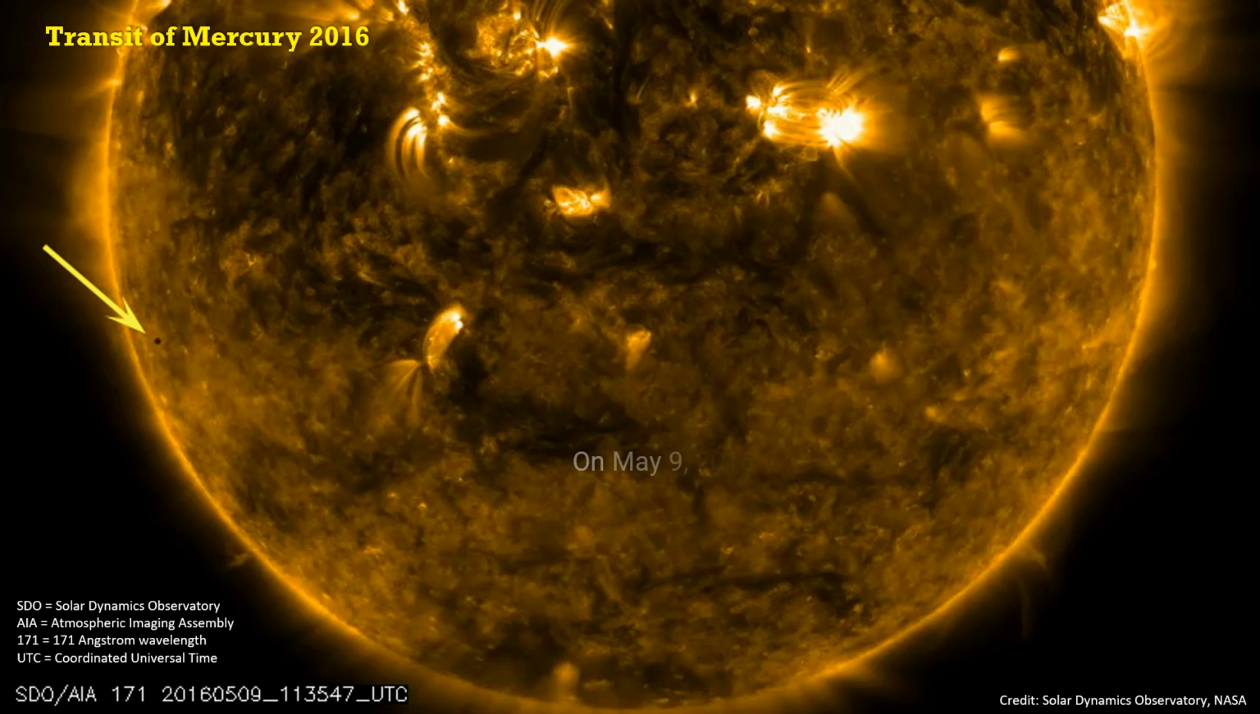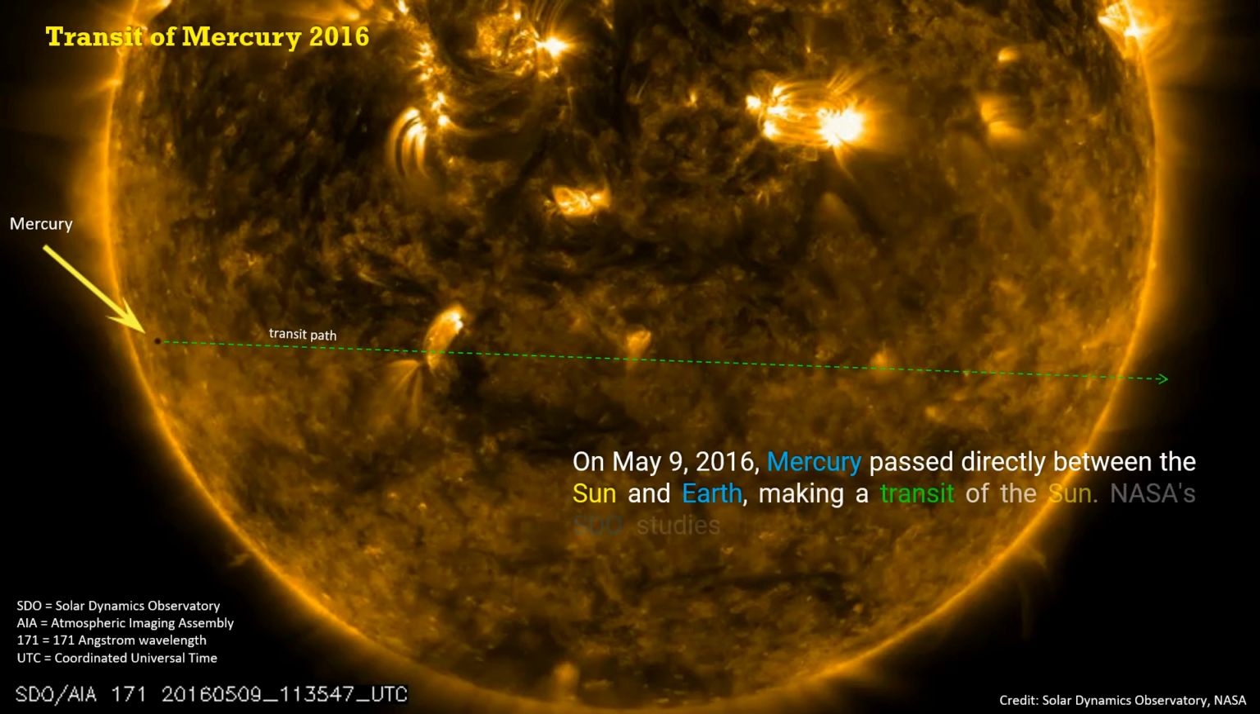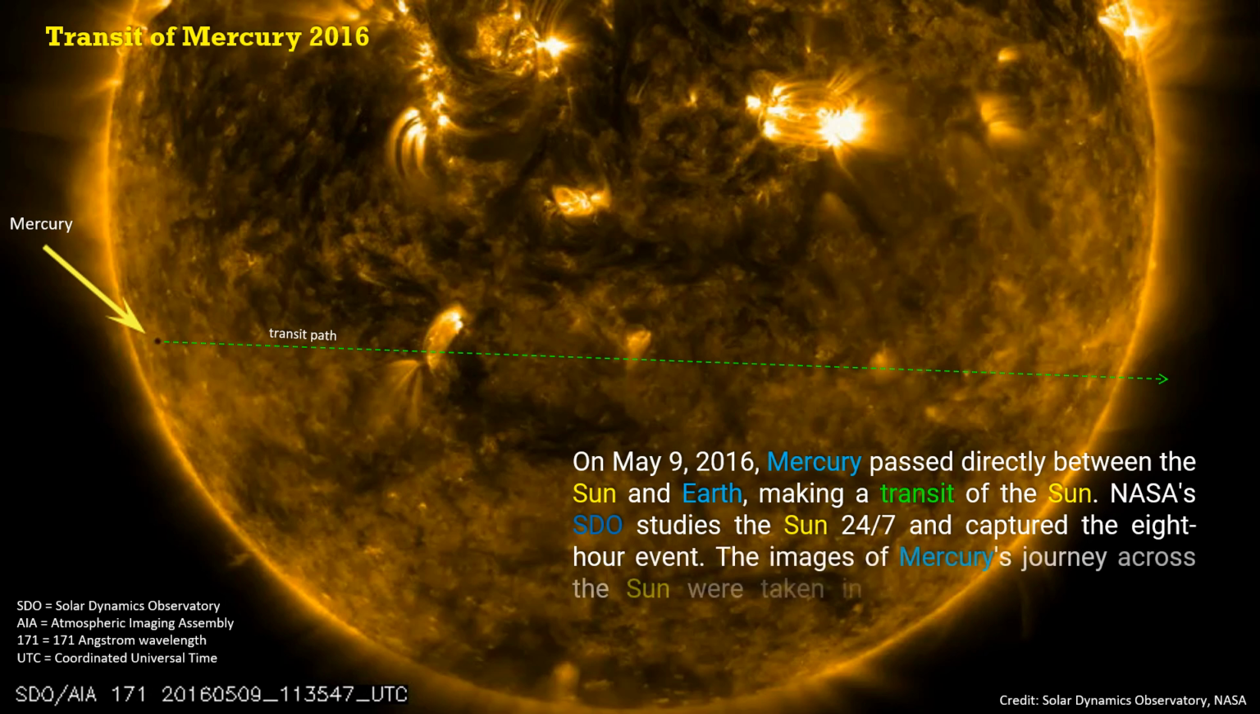On May 9, 2016, Mercury passed directly between the Sun and Earth, making a transit of the Sun. NASA's SDO studies the Sun 24/7 and captured the 8-hour event. The images of Mercury's journey across the Sun were taken in a wavelength of extreme ultraviolet light.